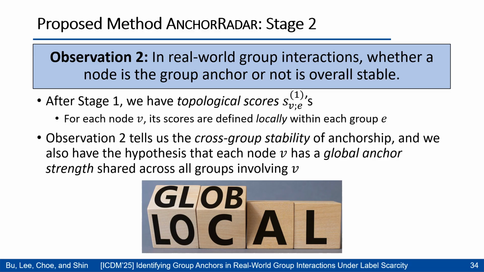Specifically, for each node V, its scores are defined locally within each group E. Now, let's look at stage 2, which is based on our observation 2. Recall that observation 2 talks about the cross-group stability of anchorship, and we have a validated hypothesis that each node V has a global anchor strength shared across all groups involving V. From stage 1 to stage 2, we will go from local scores to global anchor strengths.